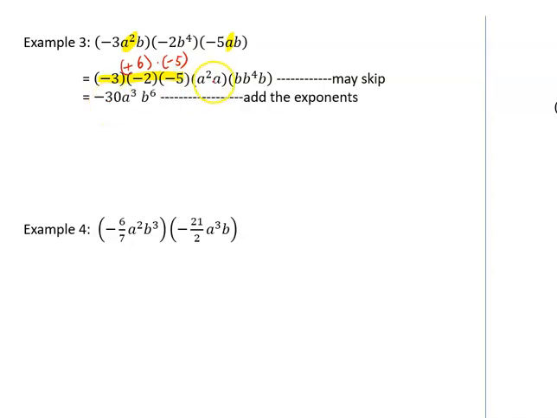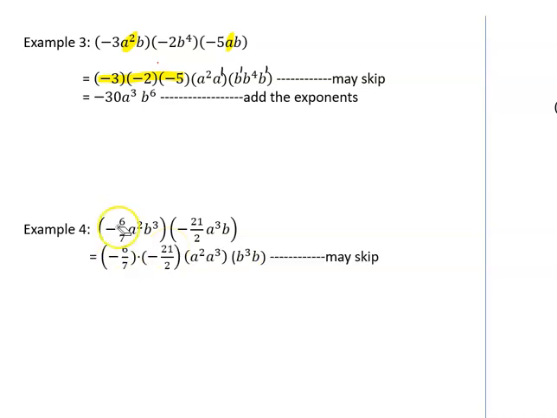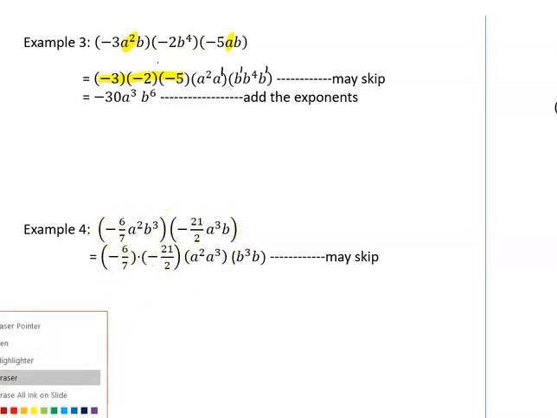Then a squared times a. a means 1 copy of a. Again, b means 1 copy of b. So now you have 2 copies of a plus another copy of a, that's 3 copies of a. For b, 1 copy plus 4, that's 5, and 5 plus another 1 copy, that's 6 copies. Now, in the next example, we have some fractions, but fractions are still numbers, so we can multiply the fractions and the a's and the b's separately.